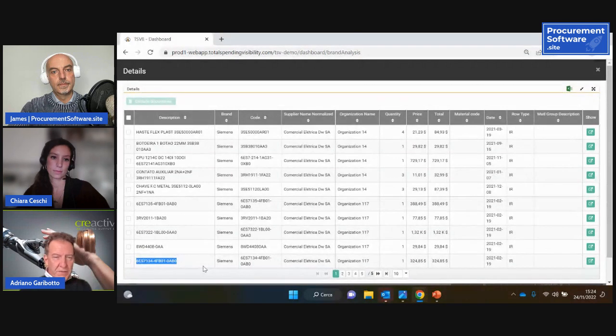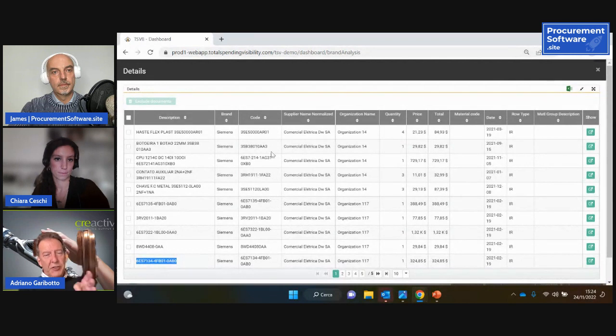It's not even written Siemens there. So the column of Siemens was not present in the original data, as well as the column of the code. These are two additional pieces of information that have been deduced by the artificial intelligence and have been normalized in separate columns, making possible aggregation that was not possible to do before the artificial intelligence.